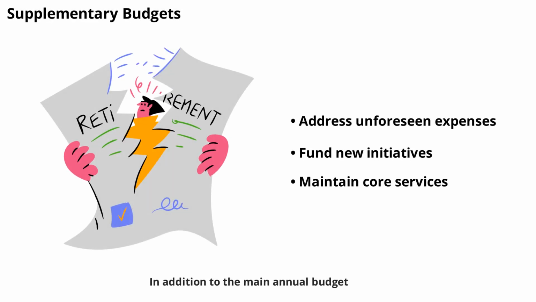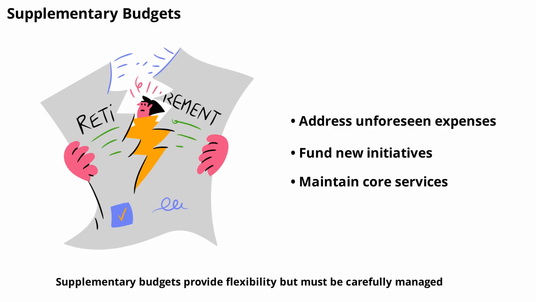In addition to the main annual budget, governments may pass supplementary budgets during the year. These are used to address unforeseen expenses or to fund new initiatives. Supplementary budgets provide flexibility, but must be carefully managed to avoid overspending and ensure that core services remain funded.